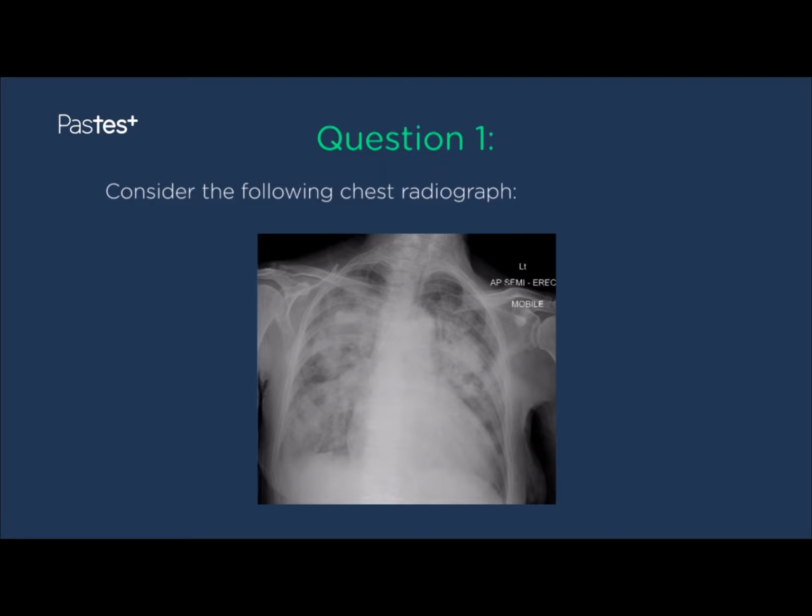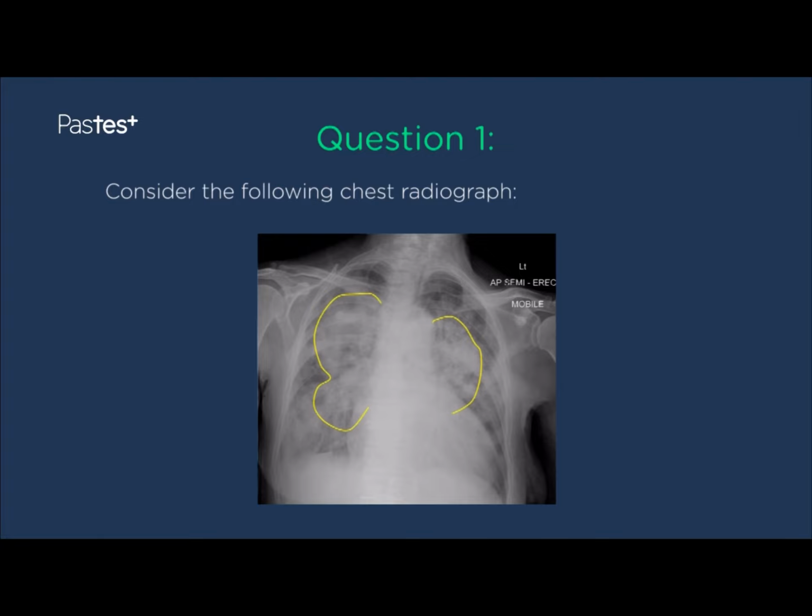So we'll go back to question 1 and consider the chest radiograph. If you remember, this was the radiograph that was shown, and we said that the most likely diagnosis was left ventricular failure. Let's look at why that's the case.